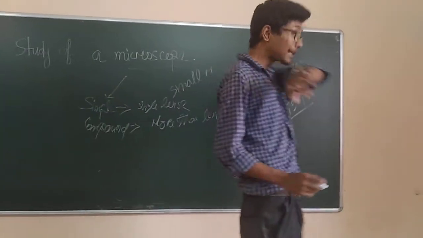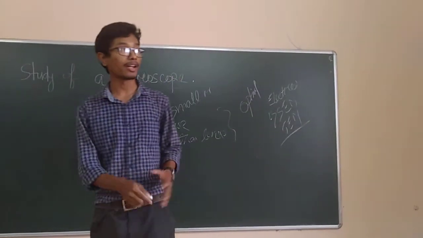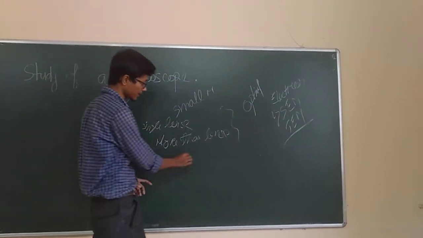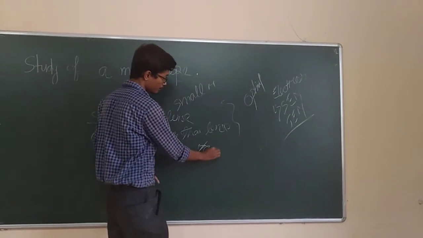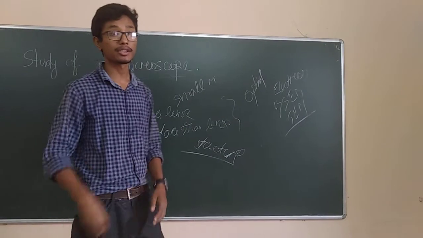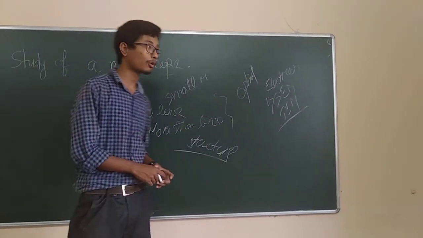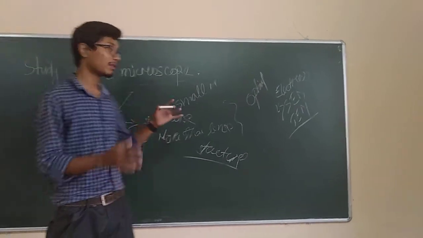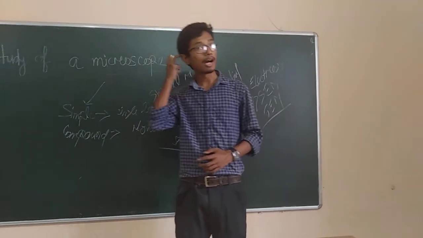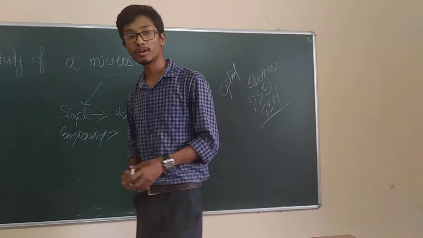So in microbiology, we need to observe different kinds of bacteria and other microorganisms. With the help of a microscope, we can study the structure and morphology of bacteria and other microorganisms in pharmaceutical microbiology. So, in my next video, I will talk about the different parts of a compound microscope.